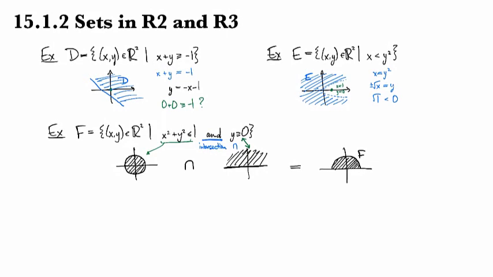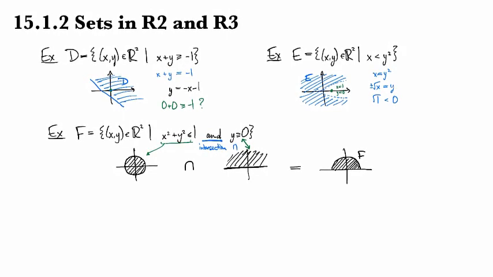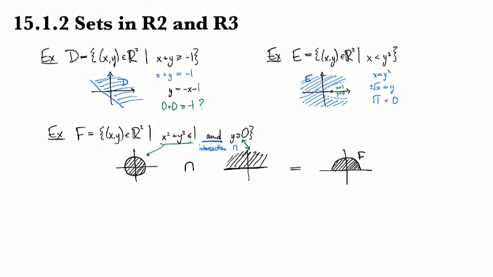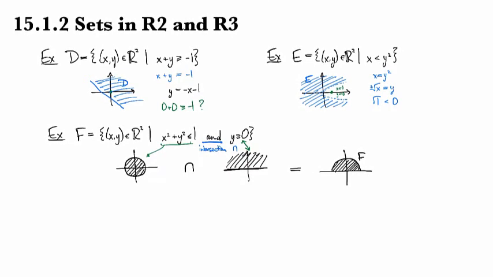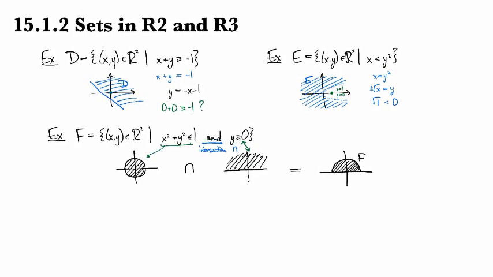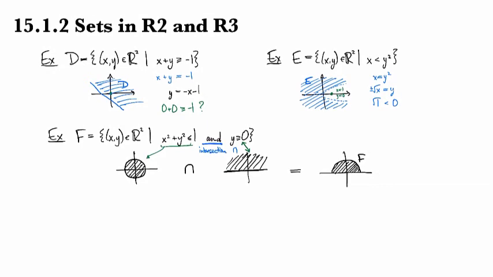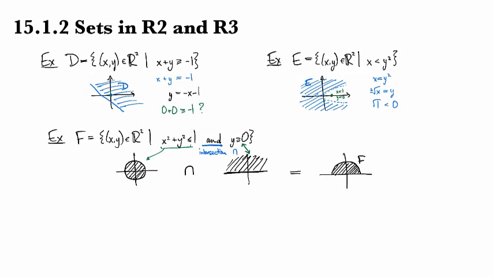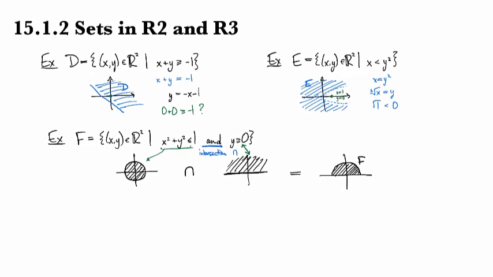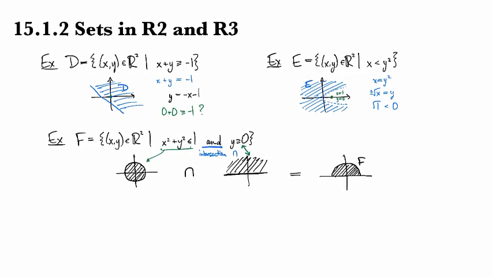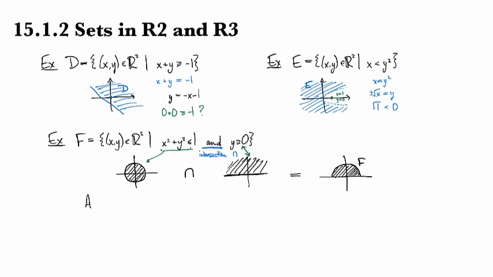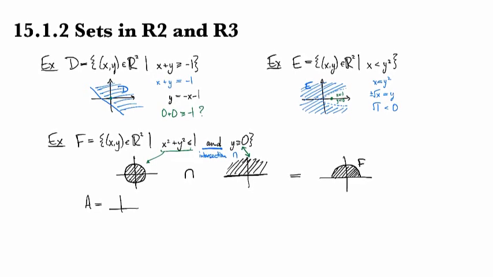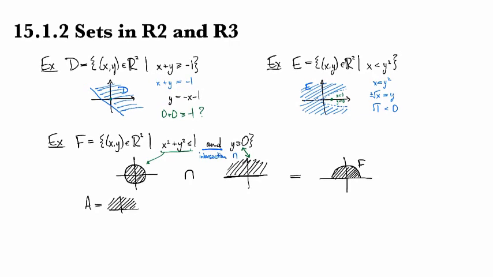Before we go on and do something from R3, I just want to show you another way to use set builder notation, which alleviates a redundancy. In a previous slide, we used the idea that A was actually this upper half plane right here.